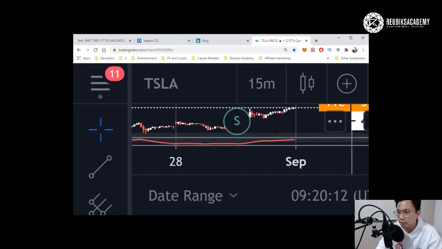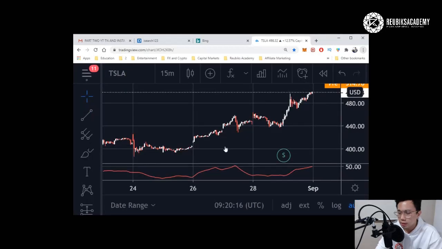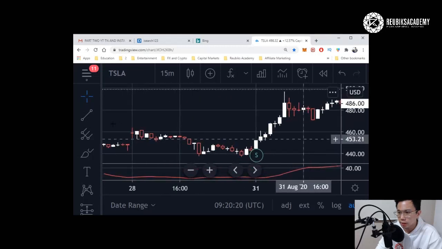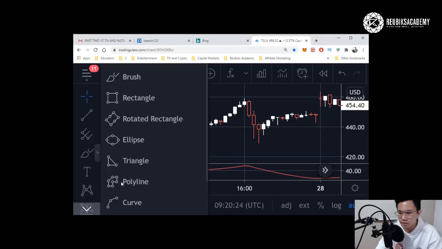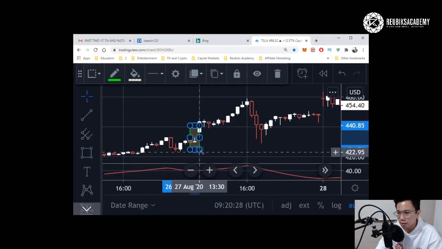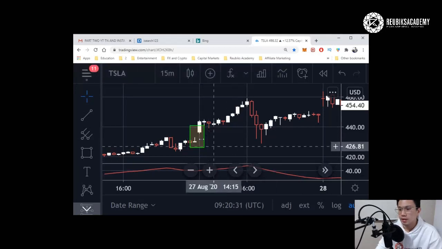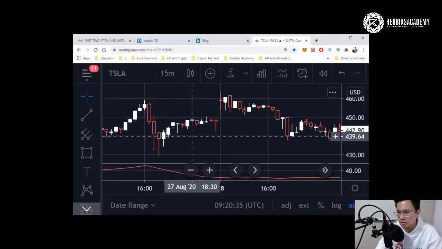Okay, I need to zoom in here, not on my browser. So you can see all these areas. You can see there's a gap here. There's a small gap between this candle and this candle, right? Then you can see another one here.